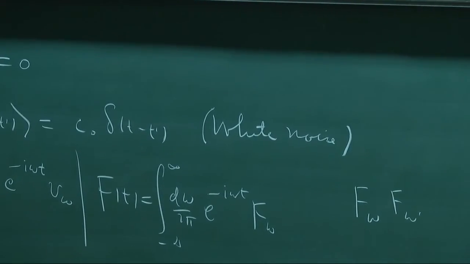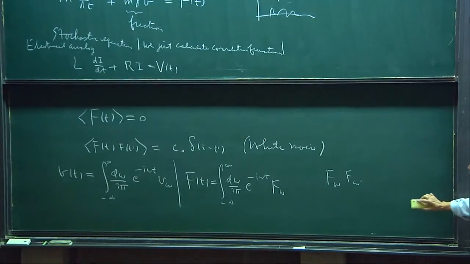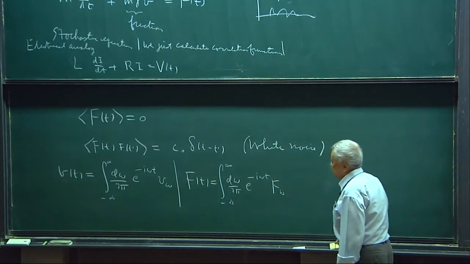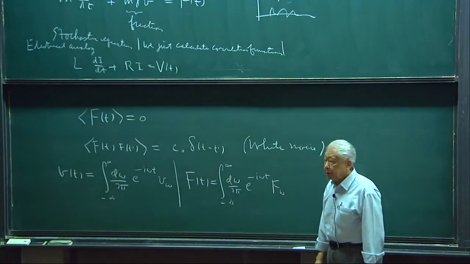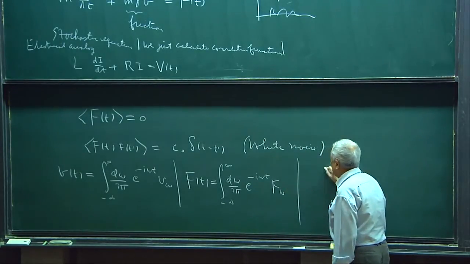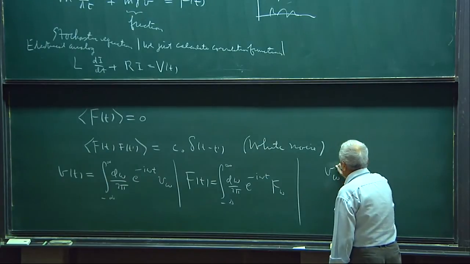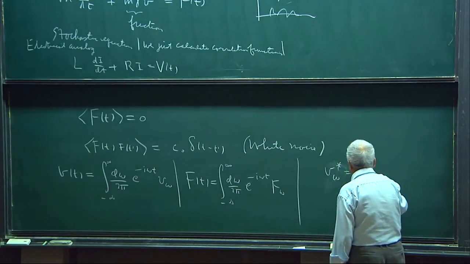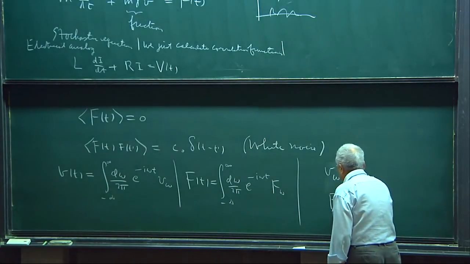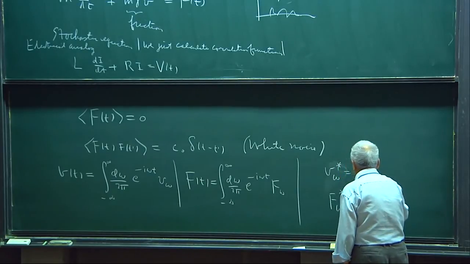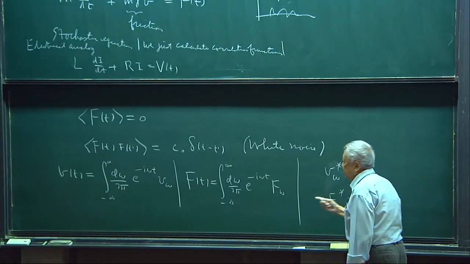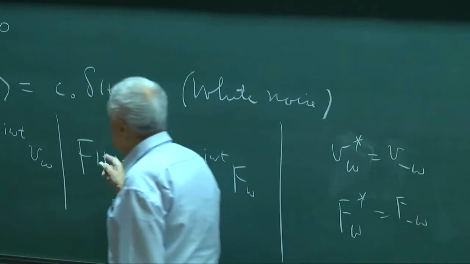By the way, before I do that, v and F are physical quantities. Of course, they're real. But the Fourier transforms are not real because of e to the minus i omega t. But because they are real, you have v omega star is equal to v of minus omega, and F omega star is equal to F of minus omega. And these come from the fact that in ordinary space they are real.